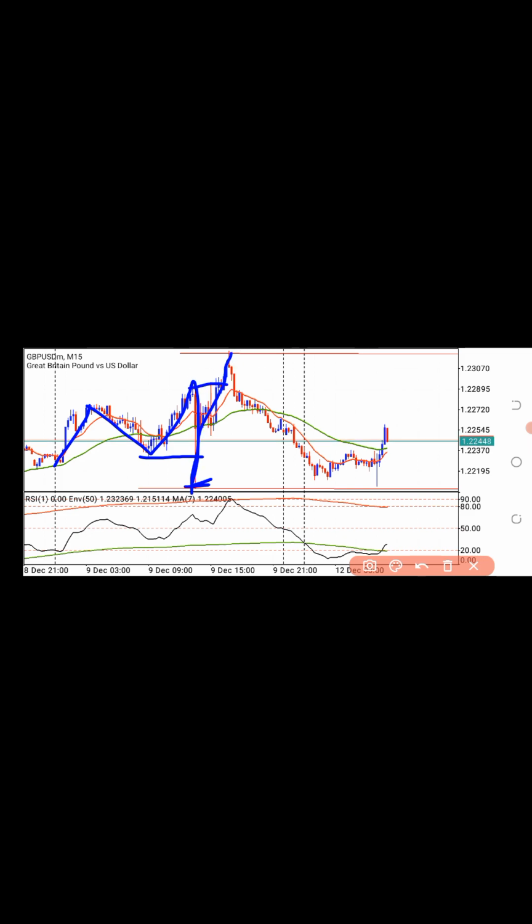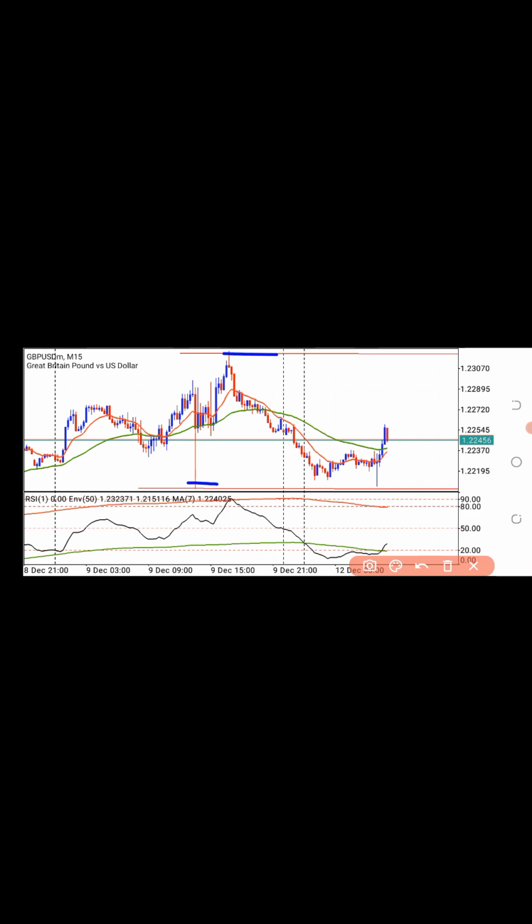Breaking the structure here has given us that confirmation. But most especially, this is one thing about currency pairs. This candle here is actually a news candle. So that is why you could have this massive drawdown. So this is giving us our low now, and this is our high.